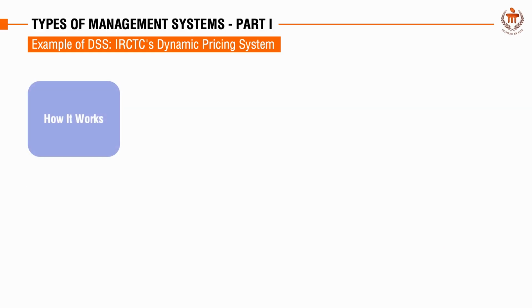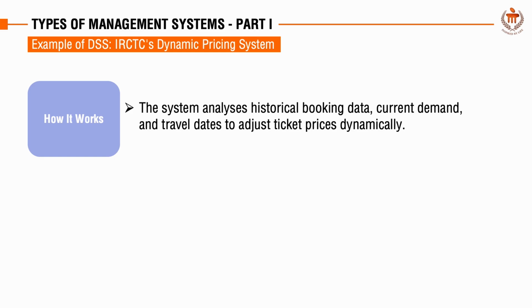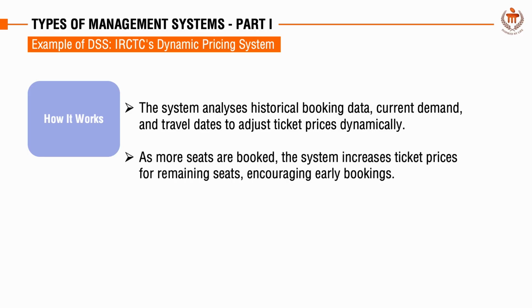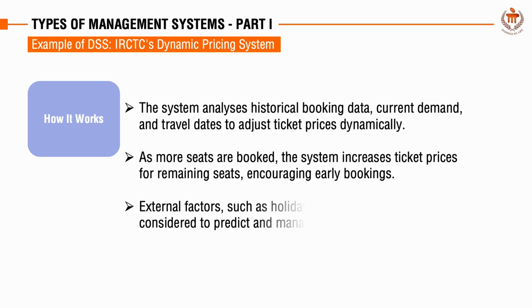How it works: the system analyzes historical booking data, current demand, and travel dates to adjust ticket prices dynamically. As more seats are booked, the system increases ticket prices for remaining seats, encouraging early bookings. External factors such as holiday seasons or festivals are also considered to predict and manage demand.